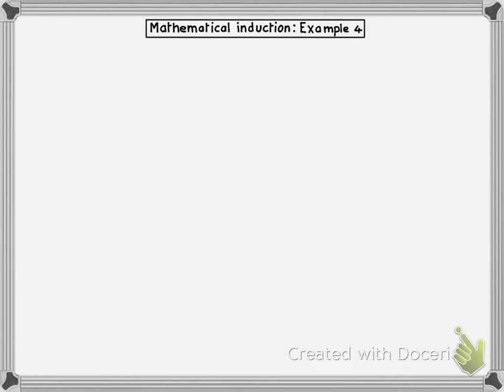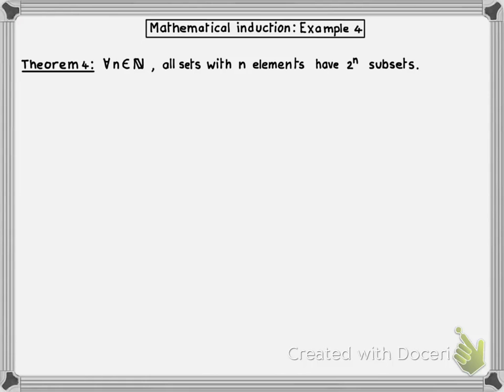Welcome back. In this segment, we're going to discuss a fourth example of a proof by induction, a slightly different kind of theorem, and here it is. This theorem states that for all non-negative integers n, all possible sets with n elements have 2 to the power n subsets.